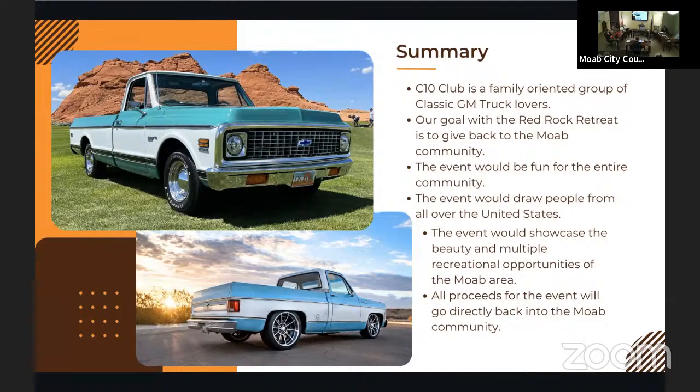The event would draw people from all over the United States. It would showcase the beauty and multiple recreation opportunities of the Moab area. And once again, all proceeds for the event will go directly back into the Moab community.